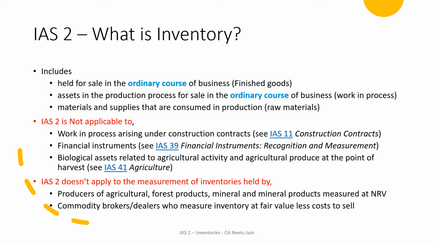IAS 2 is not applicable to a few areas wherein a specific guidance or a specific IFRS has been provided. Those areas are construction contracts, because there is a separate construction contract IAS or IFRS where the guidance has been provided for how you should account for inventory under construction contracts. The second is financial instruments, because under financial instruments as well there is a specific guidance under IFRS, so you need to refer only to that guidance. And the third point is biological assets related to agricultural activity and agricultural produce at the point of harvest, which is again IAS 41 Agriculture.